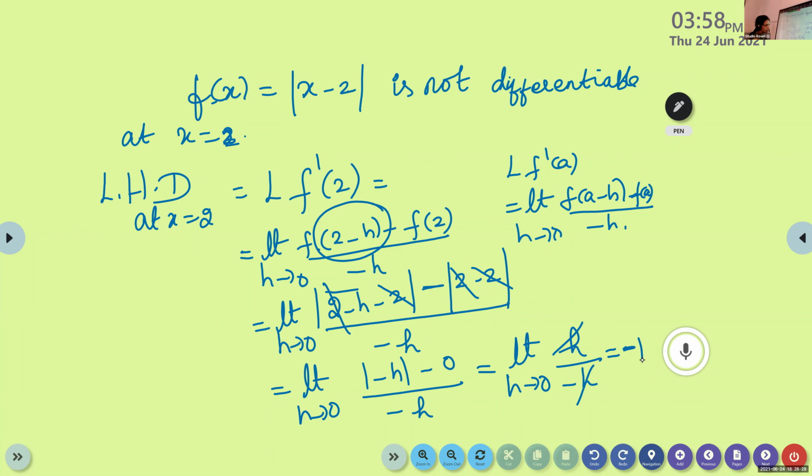Left hand derivative is given by the formula limit h tending to 0, f of a minus h minus f of a by minus h.